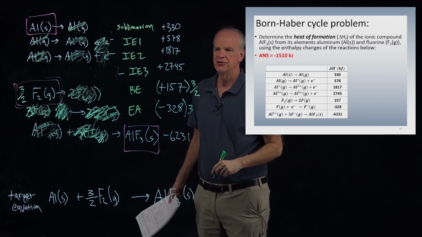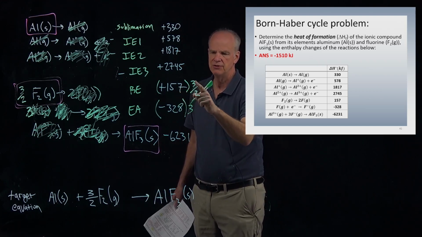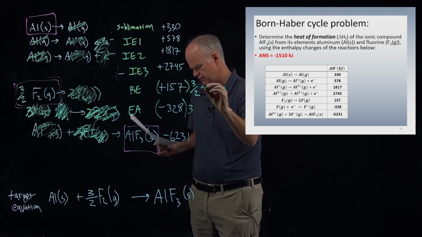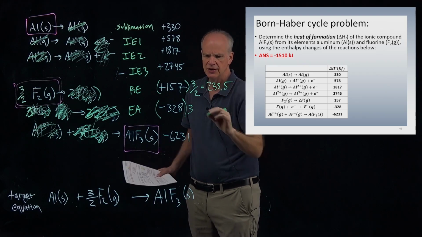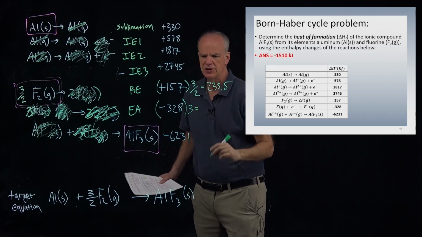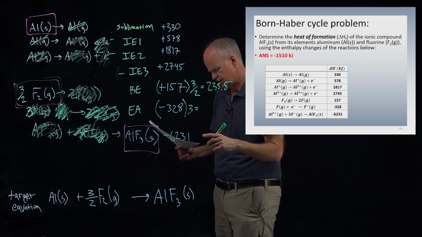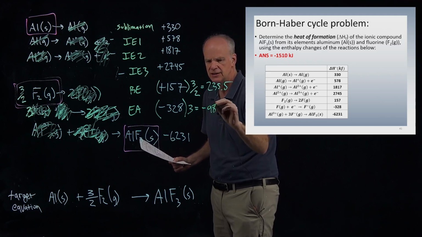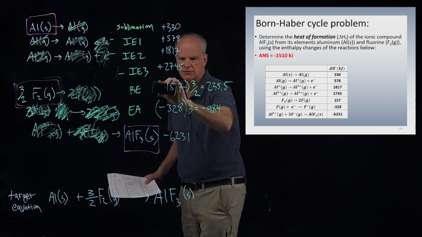Okay, so what I'm going to do is the final math here. So I'm going to first deal with the 157 times 3 halves. And what I got earlier was 235.5. Okay, now what we have here is negative 328 times 3. And what I got earlier here was negative 984. So let me just go ahead and get rid of this now.